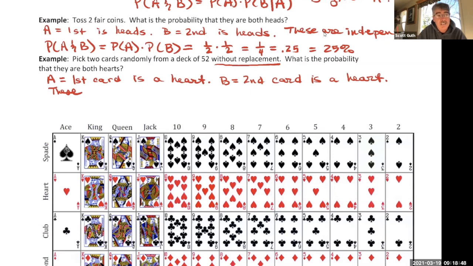But if the first card's not a heart, then the probability goes back up again. So the second card being a heart depends on how many hearts are in the deck, and that depends on what happened with the first draw. So is there 12 hearts or 13 hearts in the deck? You follow me? These are dependent events.